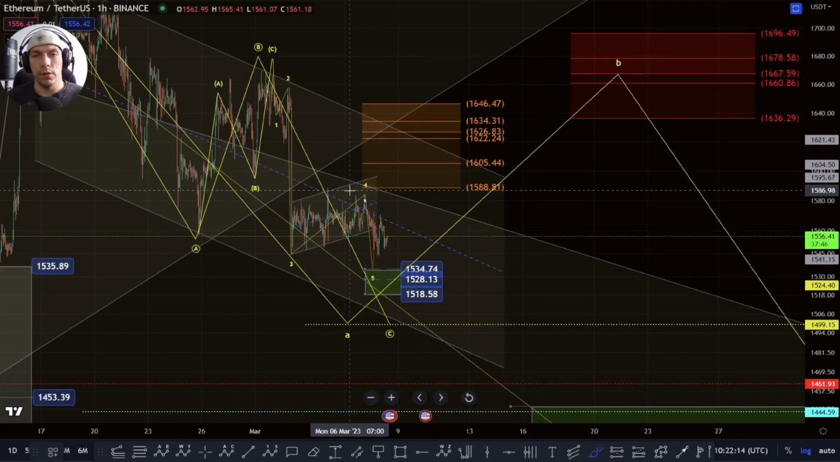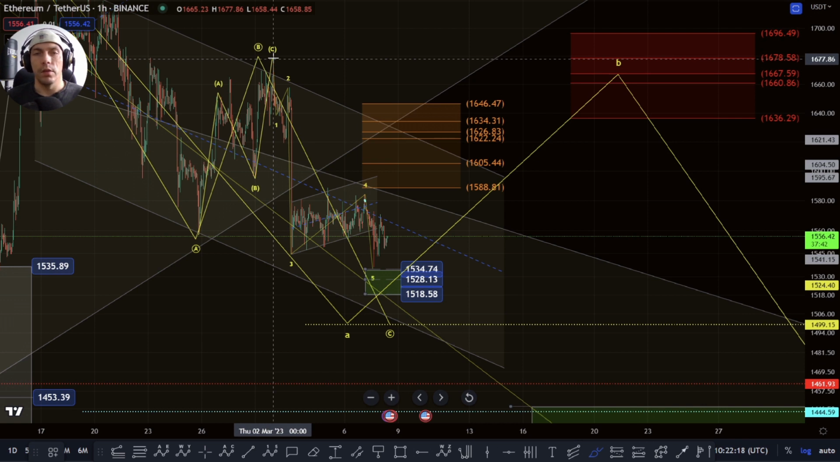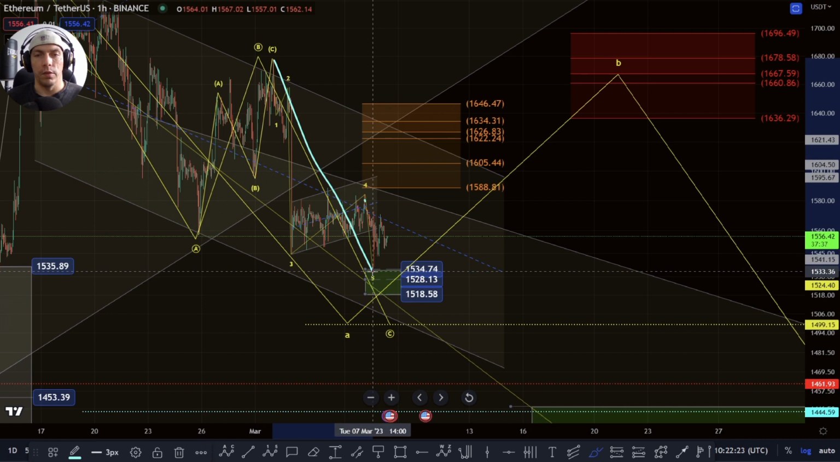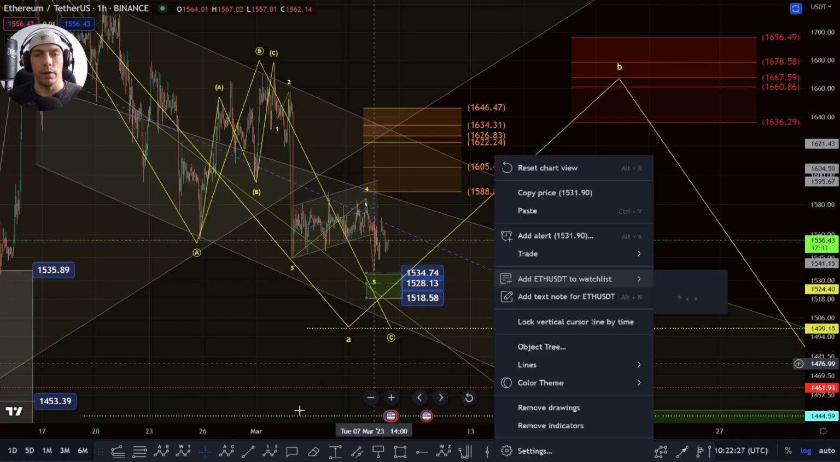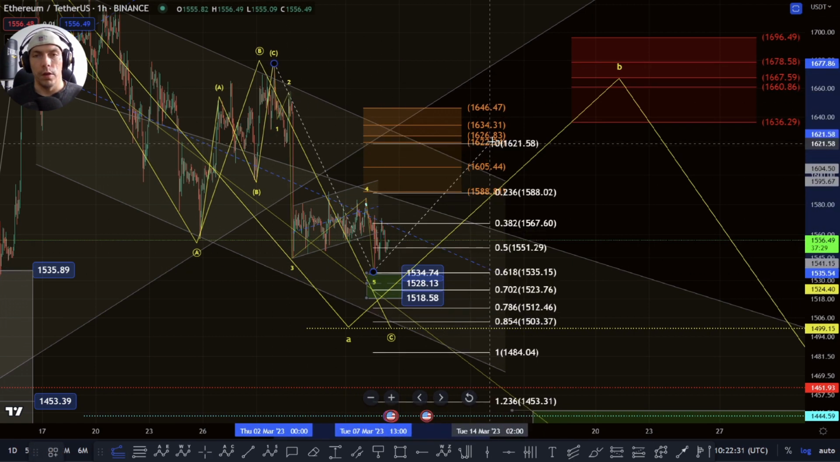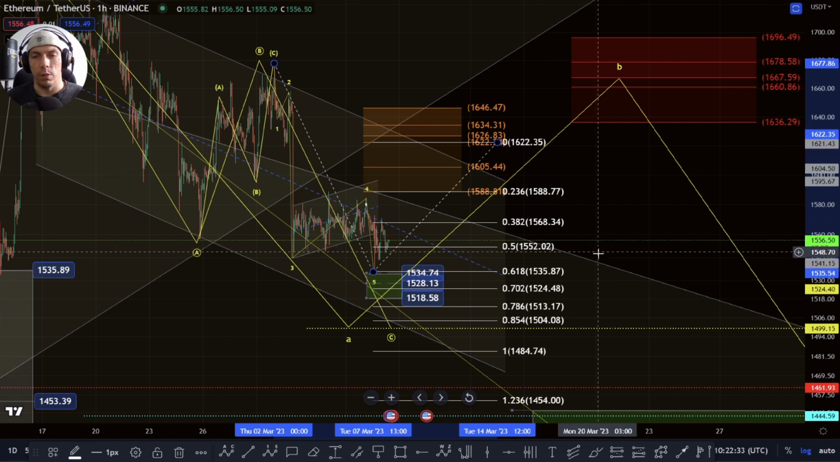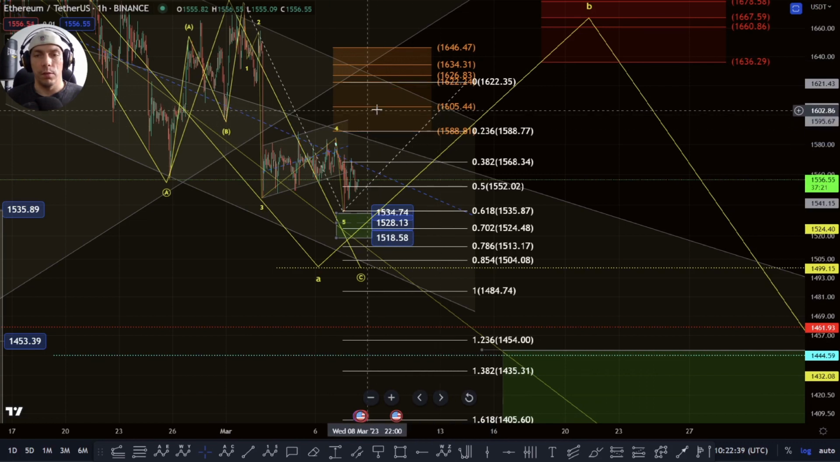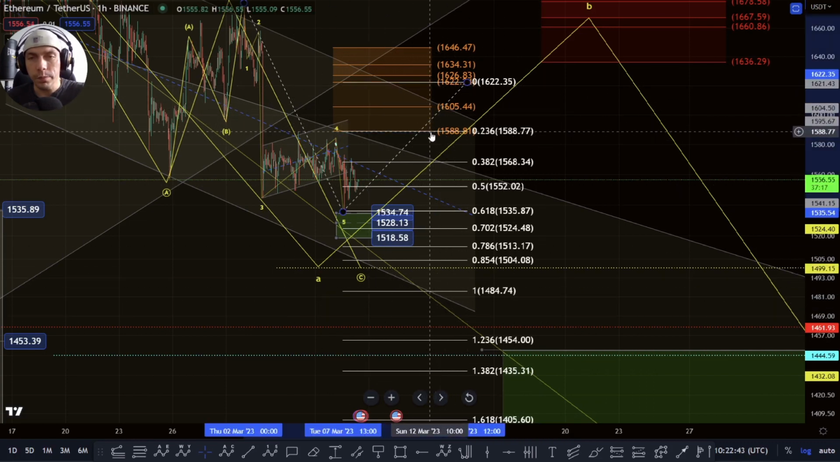But as long as we stay below this swing high of this B here, this 1677, we could see something like this play out, where we get this as an A wave, we come back up for a B, and then we go back down for that C wave, and that could then potentially push us lower down towards the zone. If I go with that 618 of this, 1484. So even a move up into this area wouldn't get me too excited, because potentially we could be looking for that continuation.